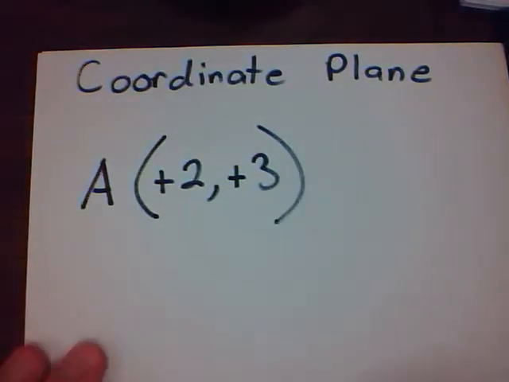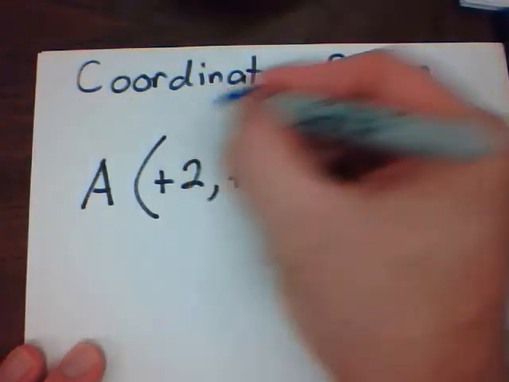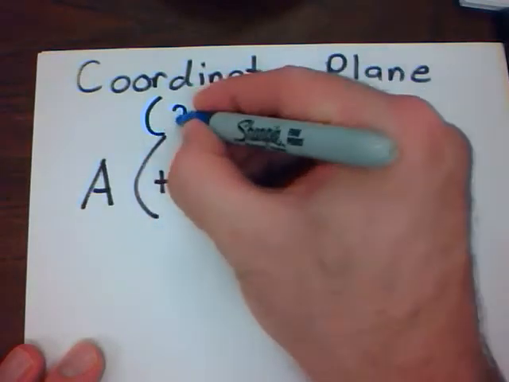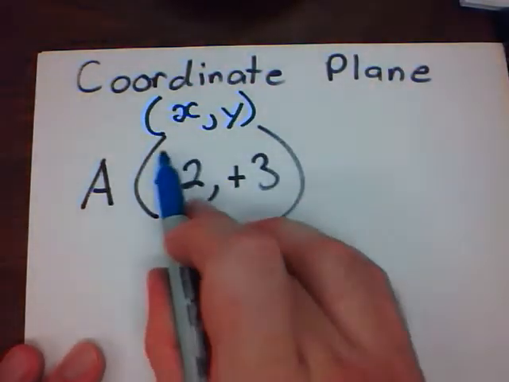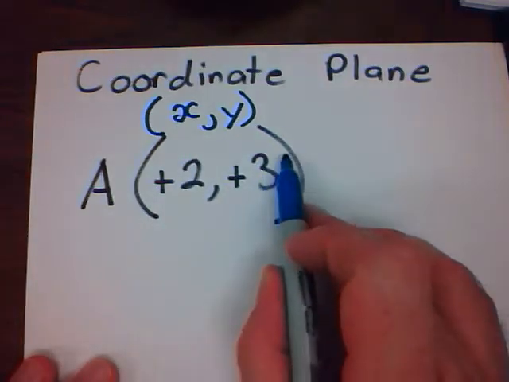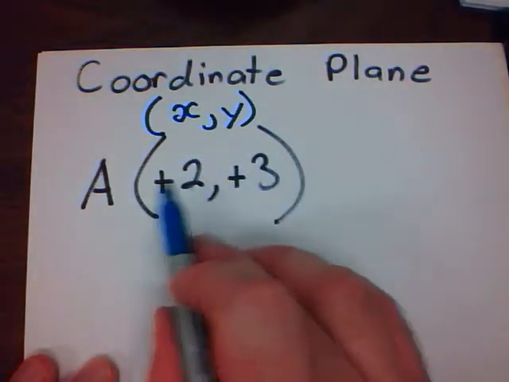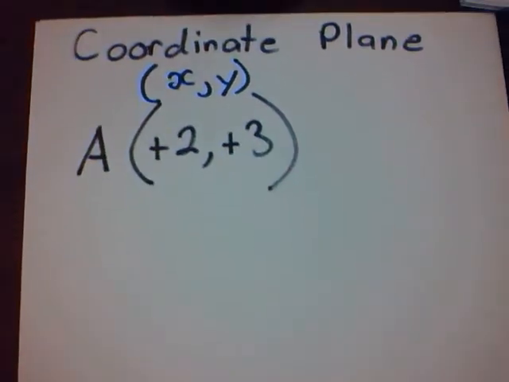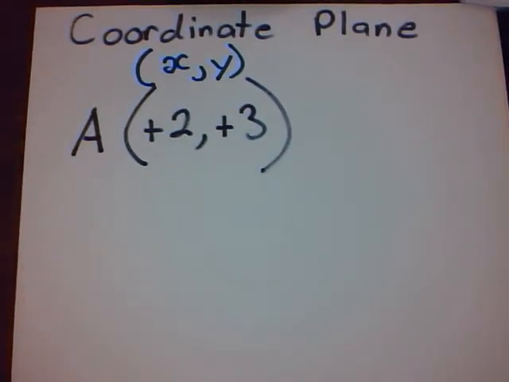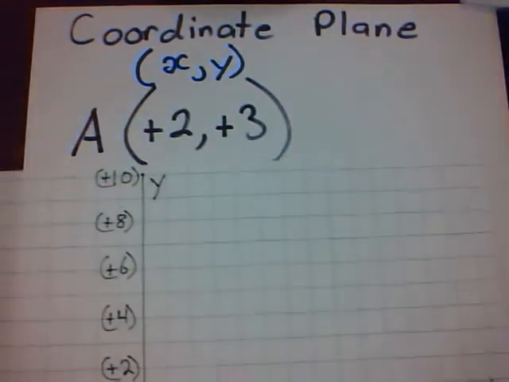Well, x comes before y in the alphabet. So it is always done x, comma, y. So this is the x coordinate, that is the y coordinate. So we're going to plot point A, we're going to put an A at this position on the graph. Positive 2, comma, positive 3. So we get our graph.